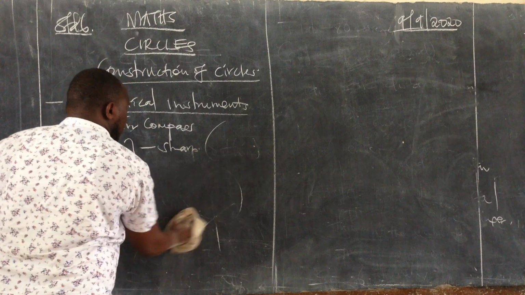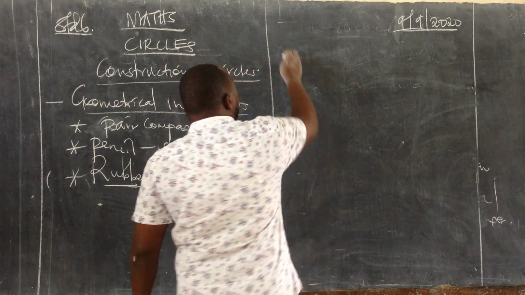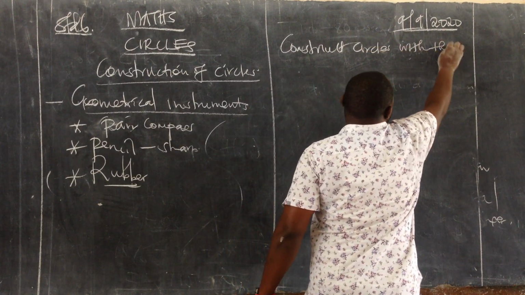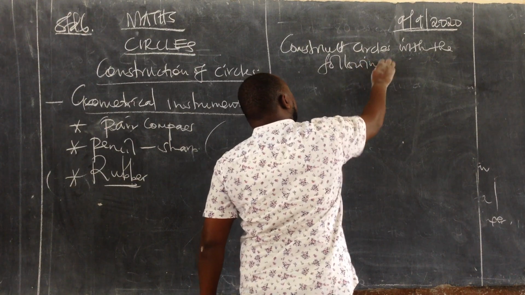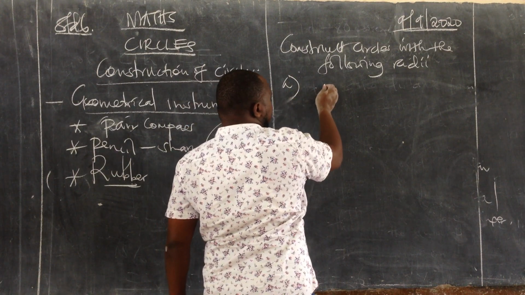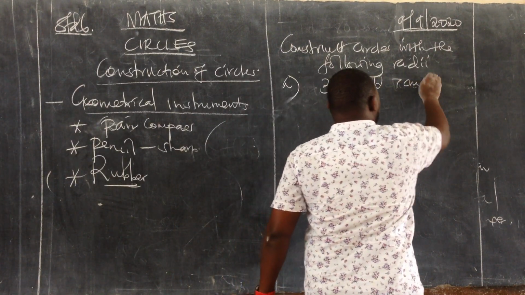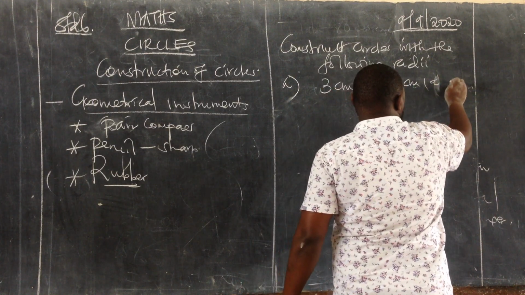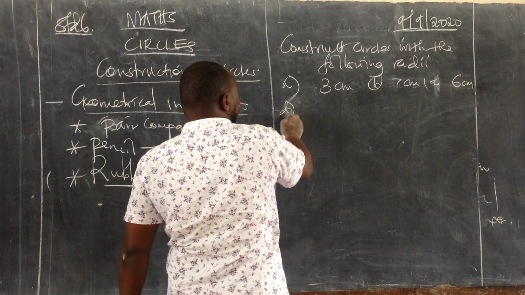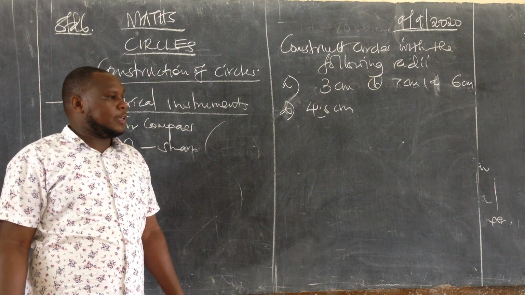Let's see what we can be able to do. So you must have a radius. So I'm going to construct circles with the following radii. A, I'm going to have a circle of radius 3 cm. B, I'm going to use 7 cm. C, lastly, I'm going to have a circle of 6 cm. And maybe we do the last one of at least D, 4.5 cm. So these are the radii that we are going to use to be able to construct these particular circles.